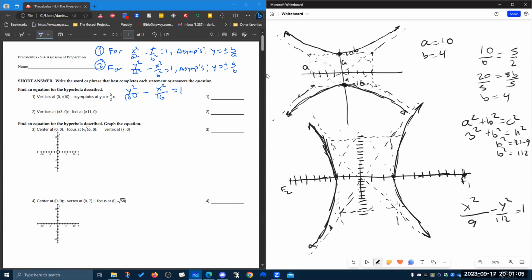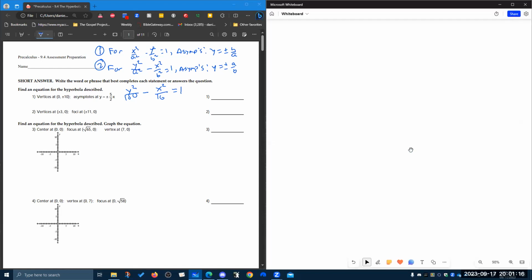The A and the B are related there. If this had been a plus sign instead of a minus sign in the formula, I would have gotten an ellipse. So let's go ahead and find the equation and sketch the graph now for these next few. Let me go ahead and write this equation for you. There we go. No, this was 112. There we go.